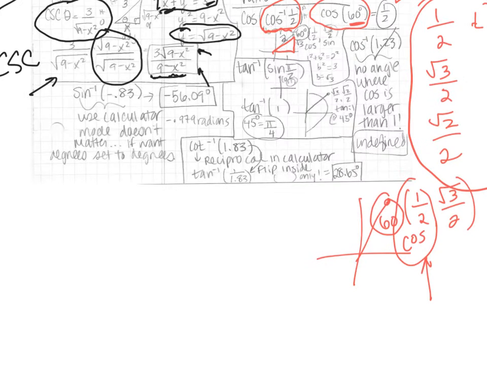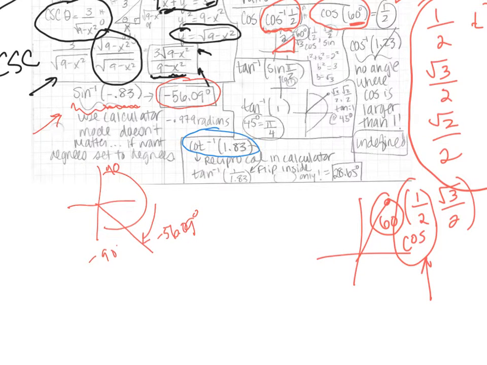and at 60 degrees, the cos, the left side of the ordered pair, is 1/2. So when it says inverse sine of negative 0.83, because we have that decimal, we're going to use our calculator. It doesn't matter what mode you're set to for the inverses, because it's just a ratio, but it depends if you want your answer in degrees or radians. I like to set the mode to degrees. So if you hit the inverse sine button, parentheses negative 0.83, and your mode is in degrees, you'll get negative 56.09 degrees, which makes sense because inverse sine needs to be between negative 90 and positive 90.